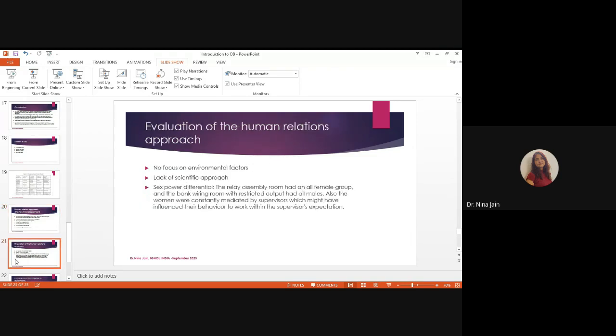We should know the evaluation of this human relations approach. Every theory comes with good and not so good points. The evaluation of the human relations approach, the Hawthorne experiment, says that there was no focus on environmental factors, and they lacked a scientific approach also. And there was a sex power differential. That means the relay assembly room had a female group, and the bank wiring room had a male group. The women were constantly mediated by the supervisor, so they were more influenced by what the supervisor expected in the test room experiment.